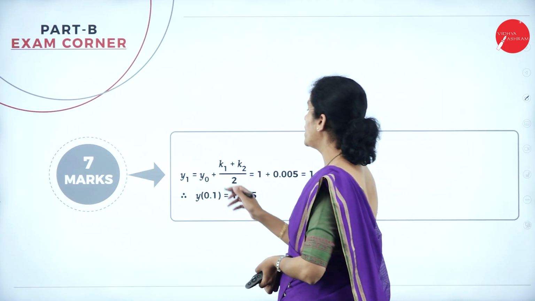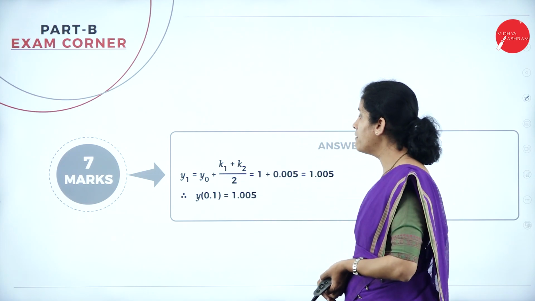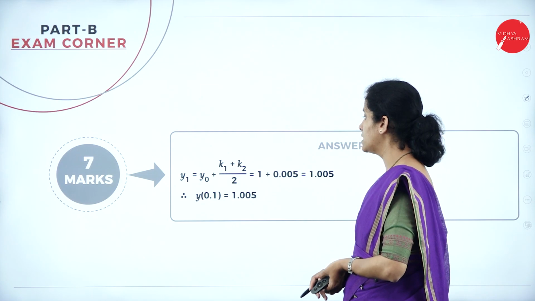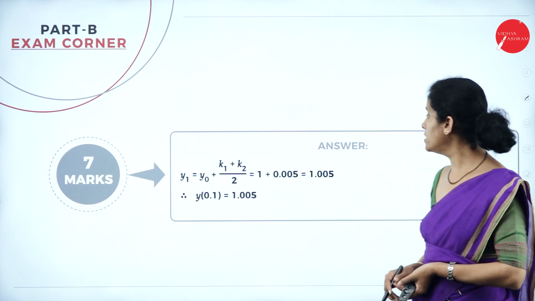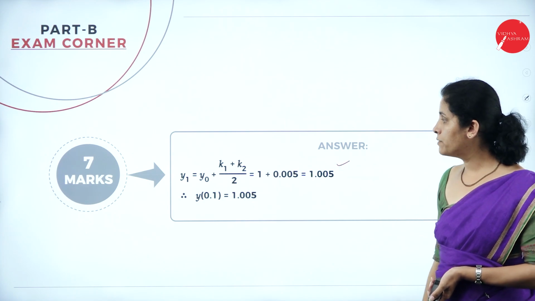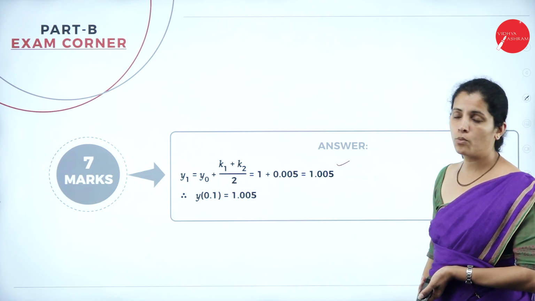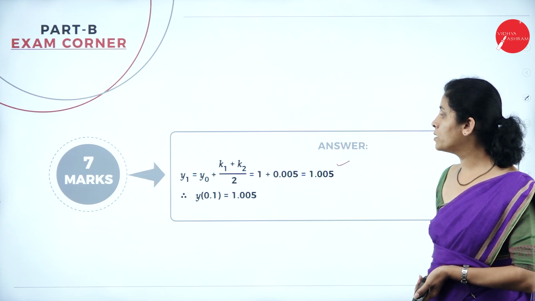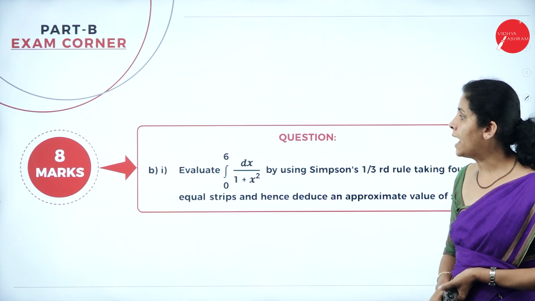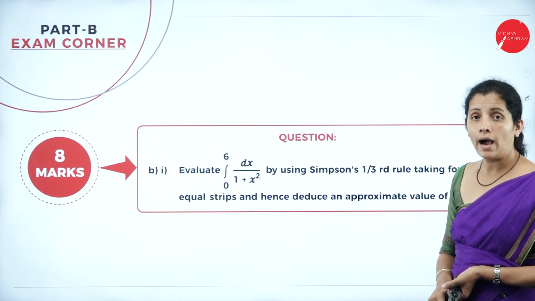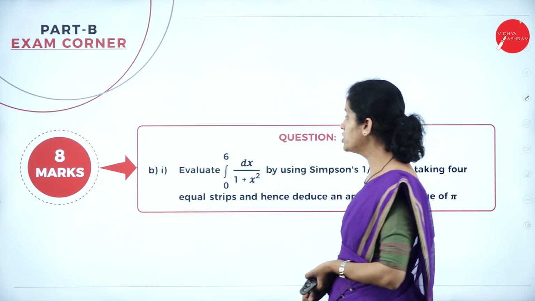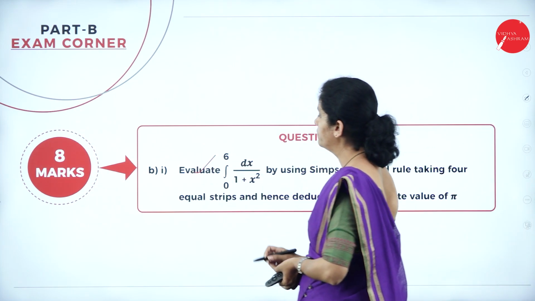Now I want to find out when y of 0.1, what is the value? So y naught plus k1 plus k2 divided by 2, that is nothing but 1 plus 0.005, that's 1.005. Therefore, when y of 0.1, the answer is 1.005.